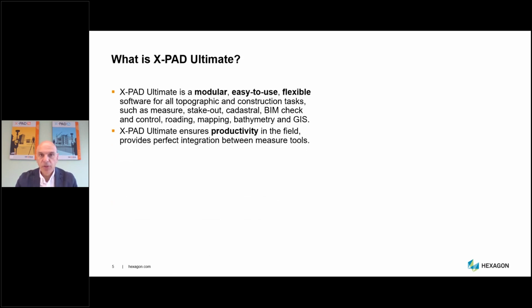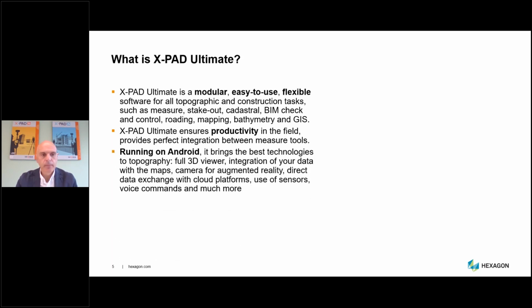XPAD Ultimate ensures productivity in the field because it provides a perfect integration between measurement tools. A GNSS receiver and a total station can also be used together for maximum flexibility. It runs on Android and it brings the best technology to topography.